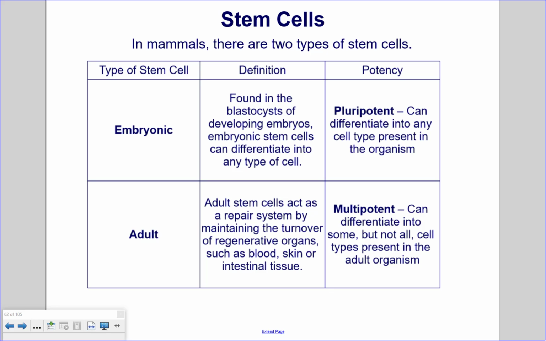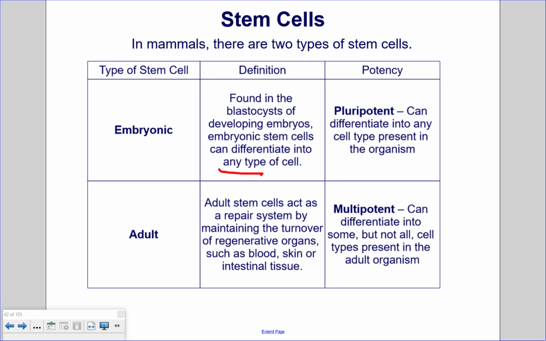Stem cells. In mammals, there are two types of stem cells. The first type is embryonic. These are found in the blastocysts of developing embryos, and embryonic stem cells can differentiate into any type of cell, any organ, any tissue. Potency is pluripotent. This means that they could differentiate into any cell type in the organism.